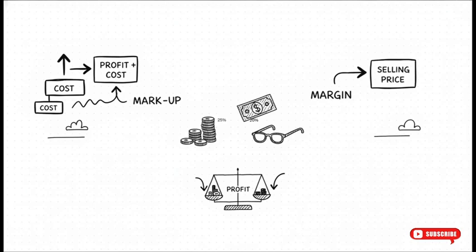Let's break that down. Remember, markup looks at cost. $10 of profit over the original cost of $40 is 1/4 or 25%. But margin looks at the final price. That exact same $10 profit divided by the final selling price of $50 is 1/5 or 20%. The actual dollar amount of profit didn't change at all, literally just the perspective we're viewing it from.